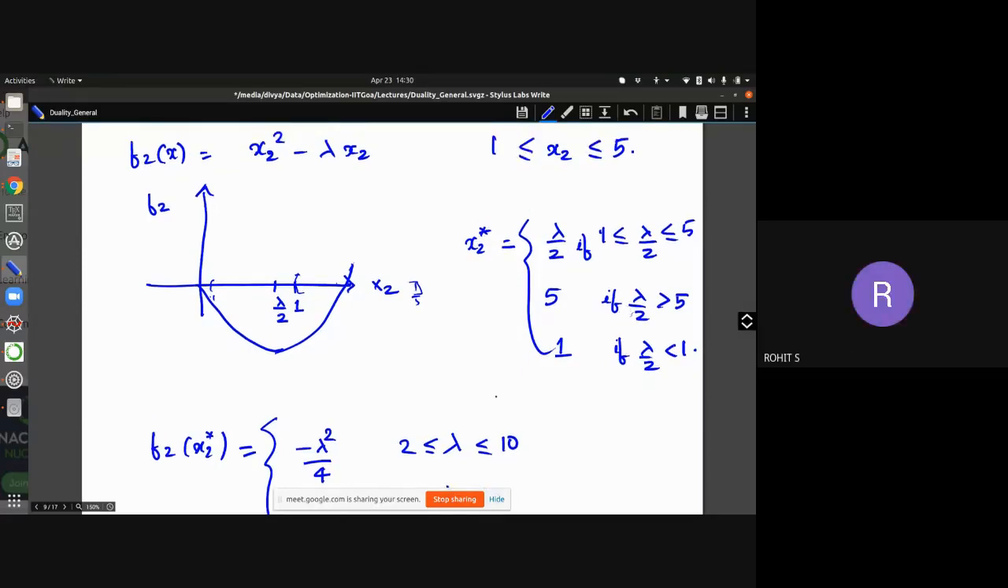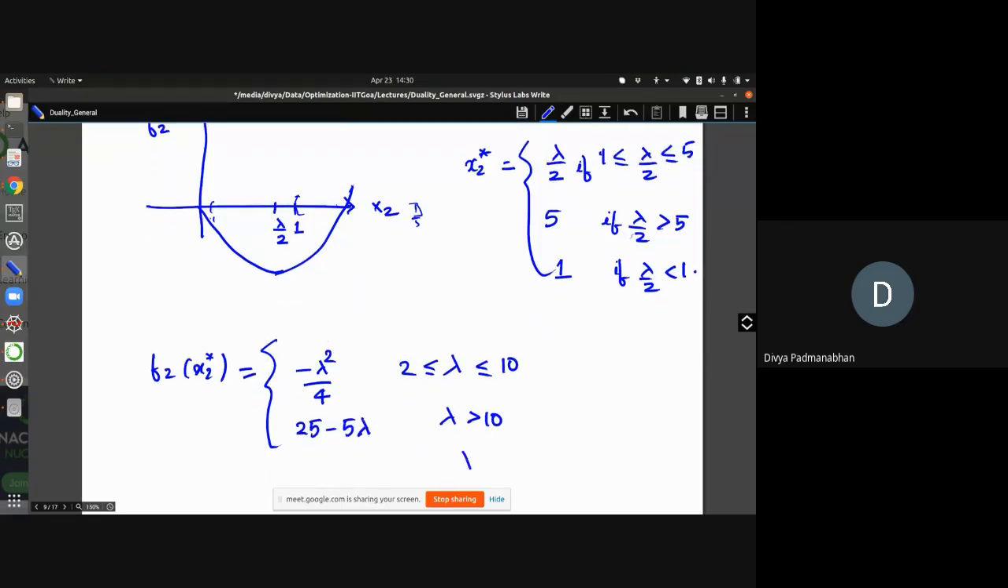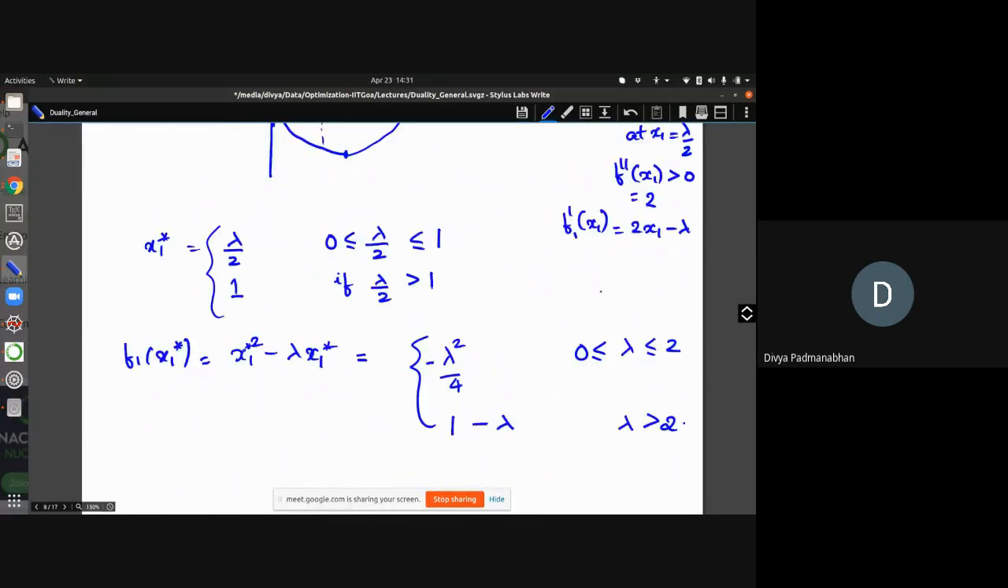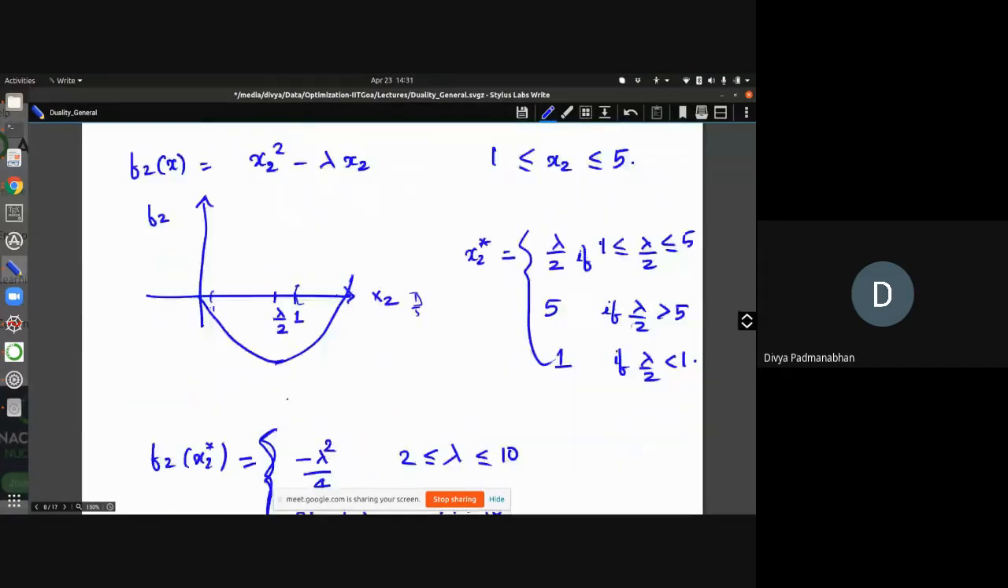25 minus 5 lambda, right? Now if lambda is less than 2, 1 minus lambda. Okay, so this is the second part you get. Now in terms of the dual function, this theta of lambda, you need to combine all these pieces. So let's just do that.